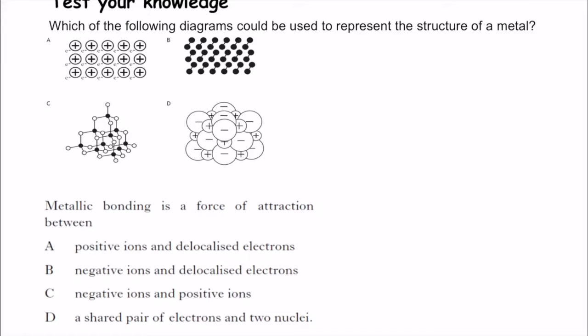Now the second question is also similar to the first one. It says metallic bonding is a force of attraction between A, positive ions and delocalized electrons, B, negative ions and delocalized electrons, C, negative ions and positive ions, D, a shared pair of electrons and two nuclei. Yes, so the answer would be A, positive ions and delocalized electrons.